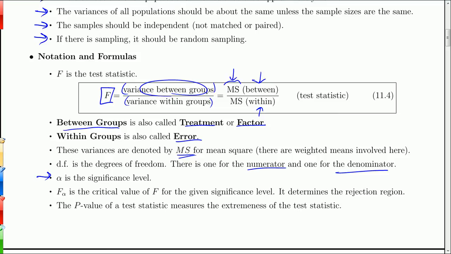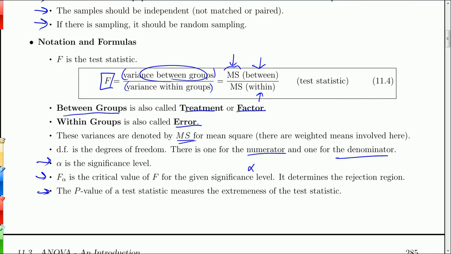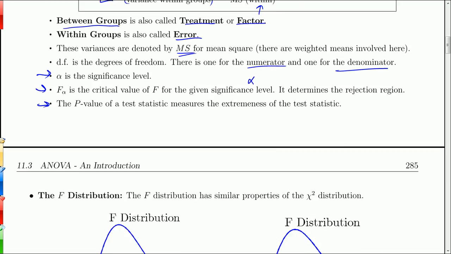Alpha is, again, the significance level, and F sub alpha is the critical value of F for the given significance level, and the significance level is alpha. That's why there's a sub alpha there, right? It determines the rejection region, and the p-value is a measure of the extremeness of the test statistic. So let's take a look at this F distribution.